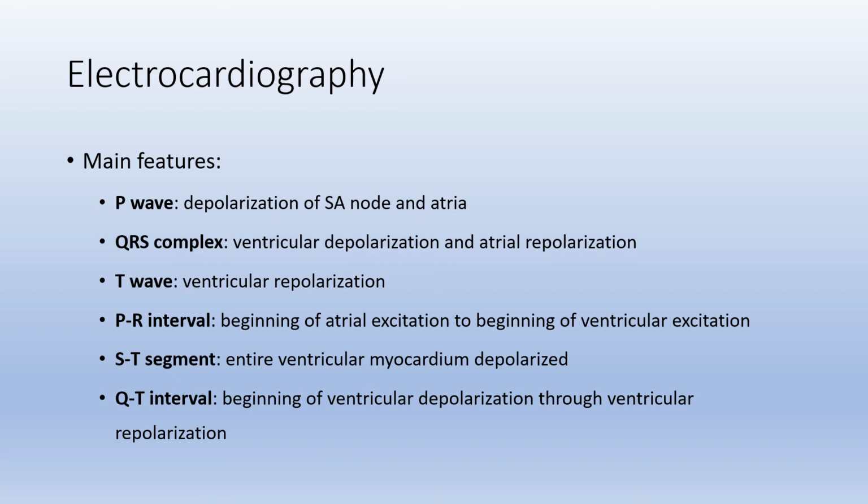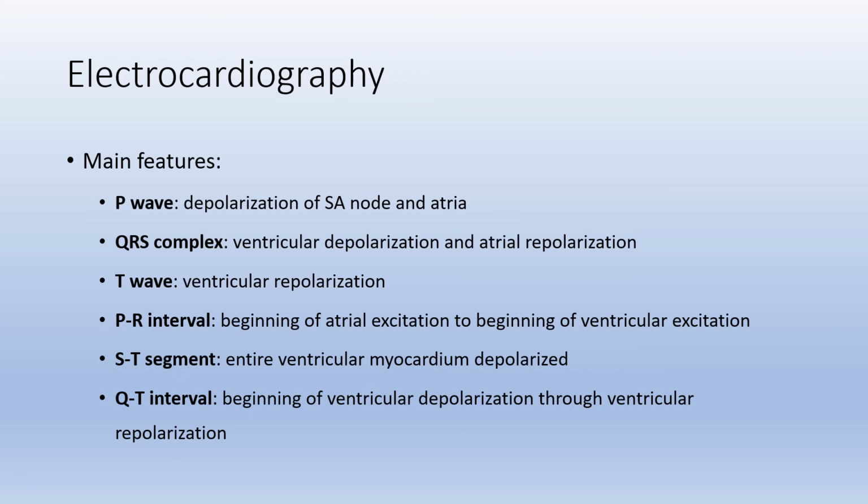In addition to these 5 waves, we also have intervals and segments. And these also indicate certain events going on in the heart. These intervals and segments can often be used to diagnose cardiomyopathies or even heart attacks. In between the P wave and the R wave is the PR interval. And you can actually go in and measure the time of the PR interval. That time tells you the time between atrial excitation up until ventricular excitation.